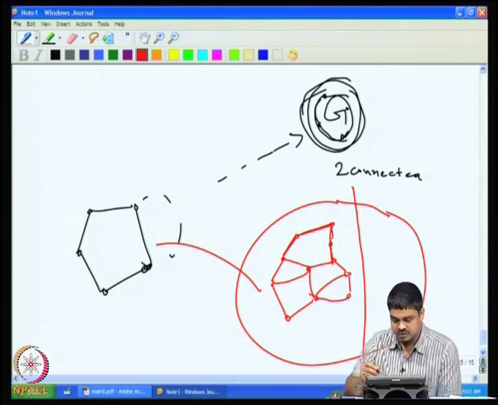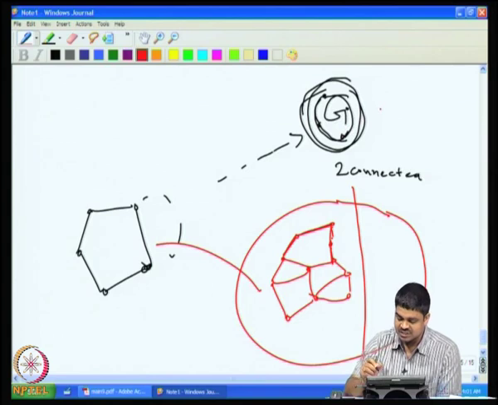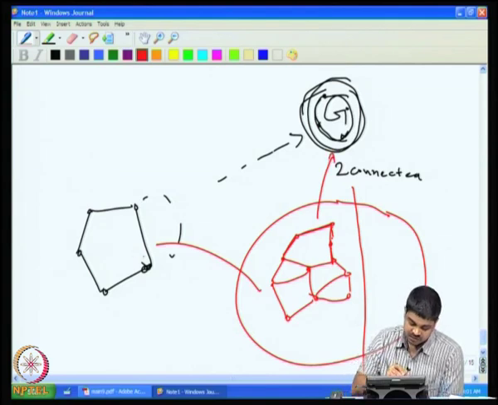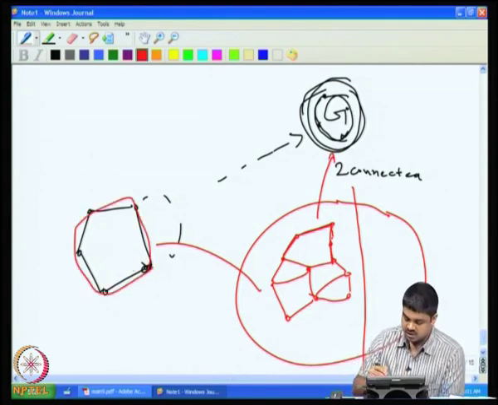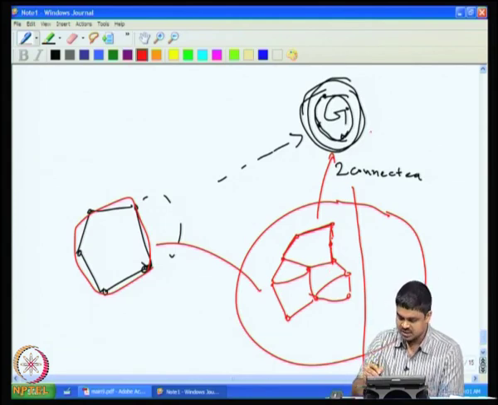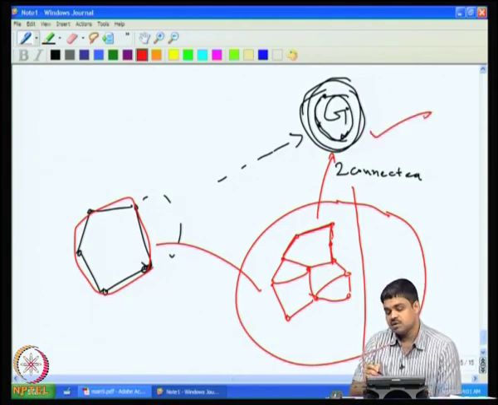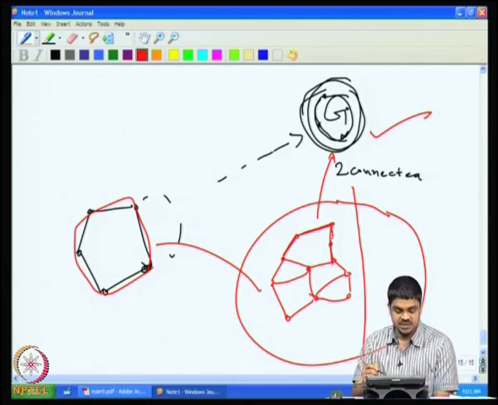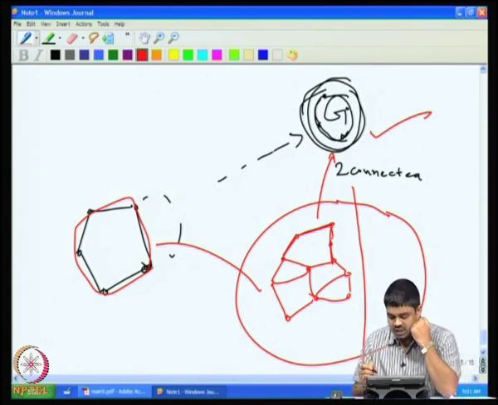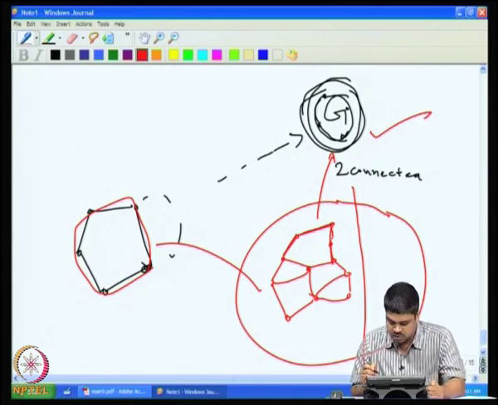Either all the vertices and edges in G are already added here. So, that means I have already constructed G starting with my original cycle and then by adding ears. So, that is a good situation. That means I have shown that G can be constructed by this procedure, starting with a simple cycle in G and by adding ears one after the other we can construct G.